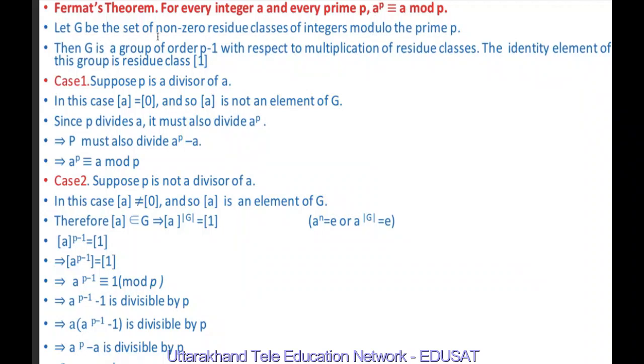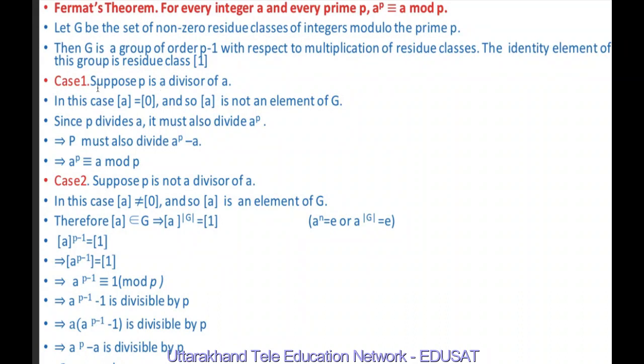Let G be the set of non-zero residue classes of integers modulo the prime p. So G is a group of order p minus 1 with respect to multiplication of residue classes. The identity element of this group is 1. It is not necessary that p is a divisor of a, so there are two cases: p is a divisor of a, or p is not a divisor of a.